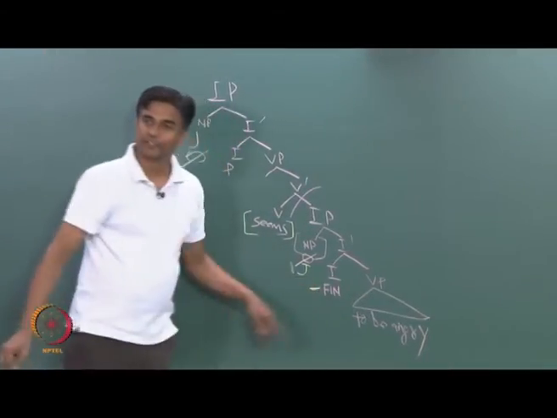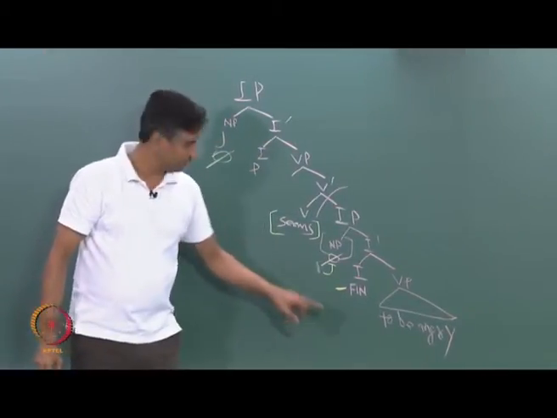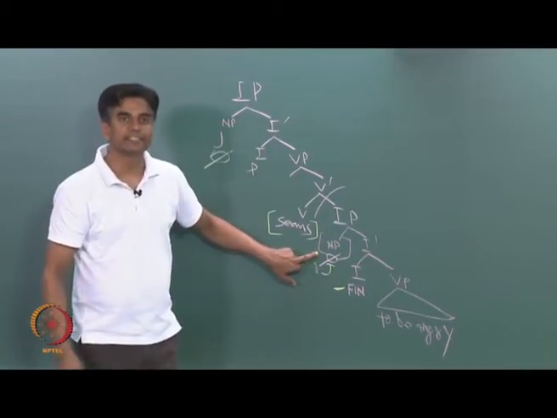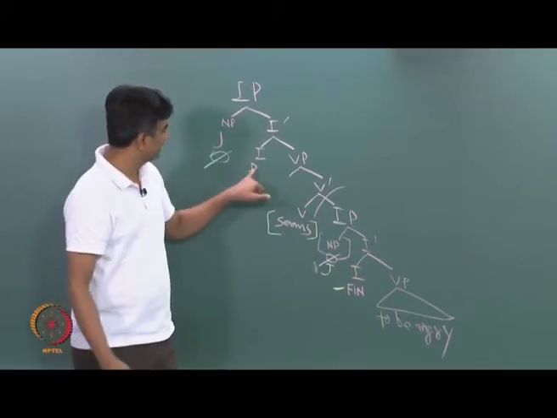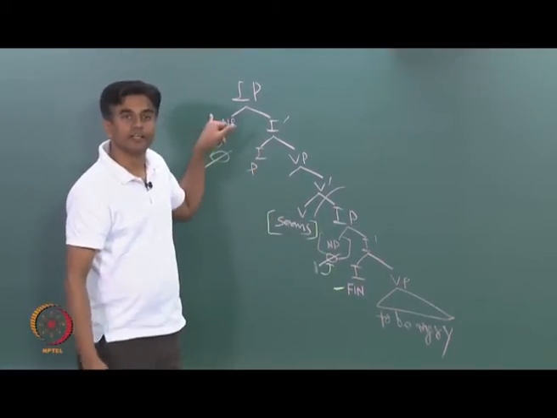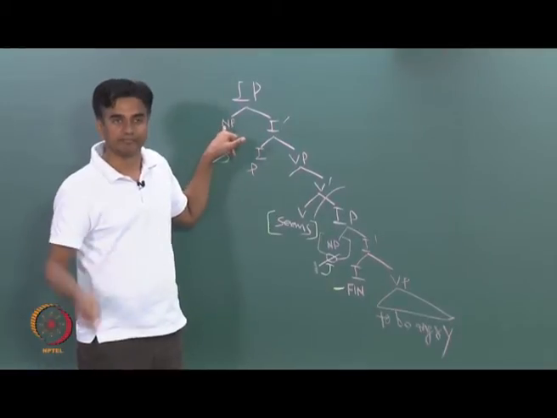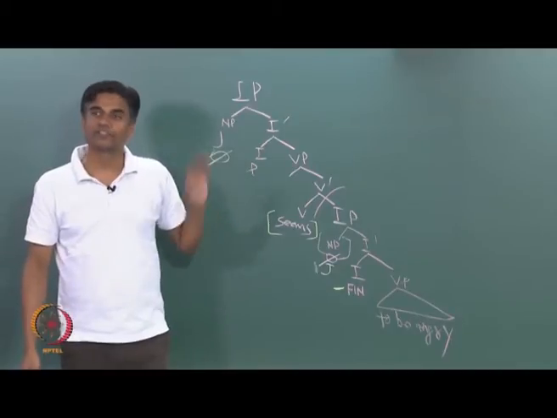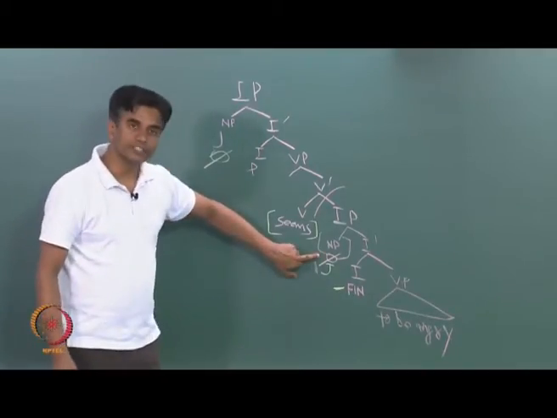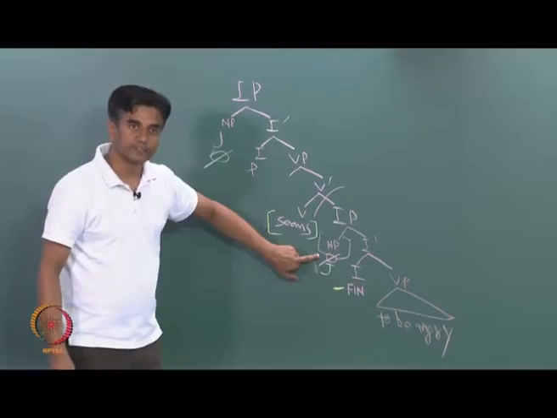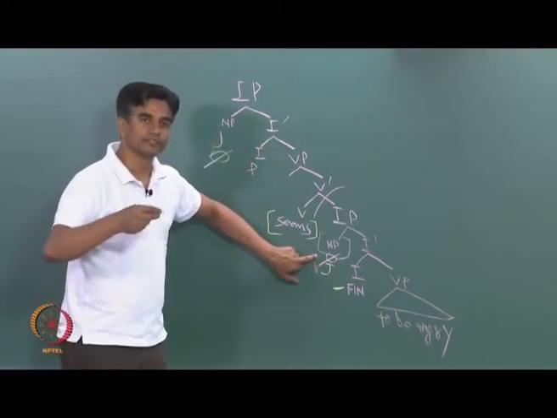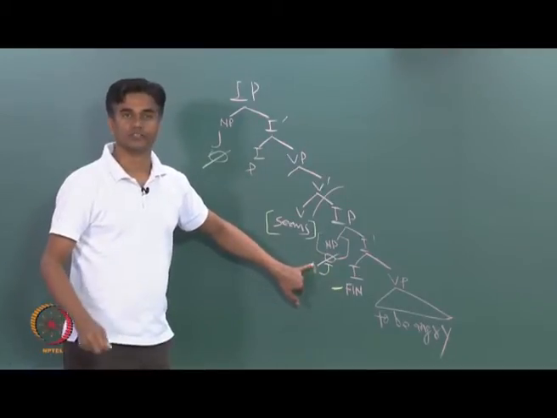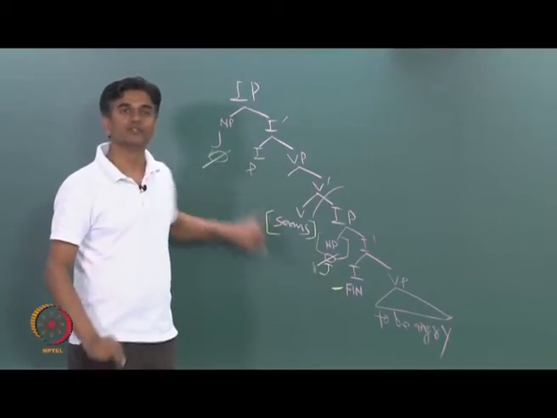Look at this. The non-finite IP cannot assign case to this. So if it stays here, it's caseless, and this verb does not have a theta capacity. See the problem? The solution is, what's the position here? Subject position, right? So the way it is stated is, this NP moves from a subject position to another subject position.